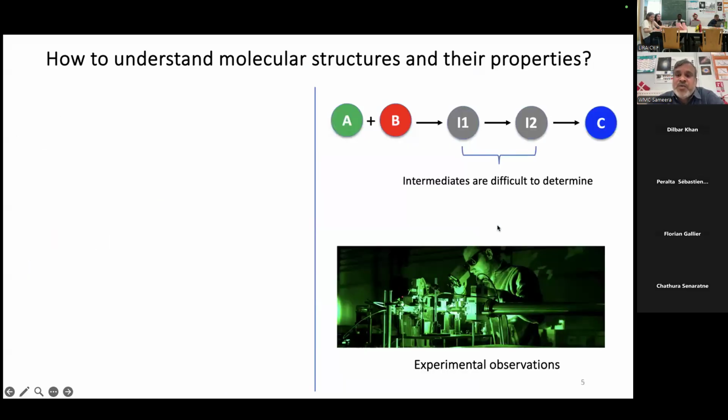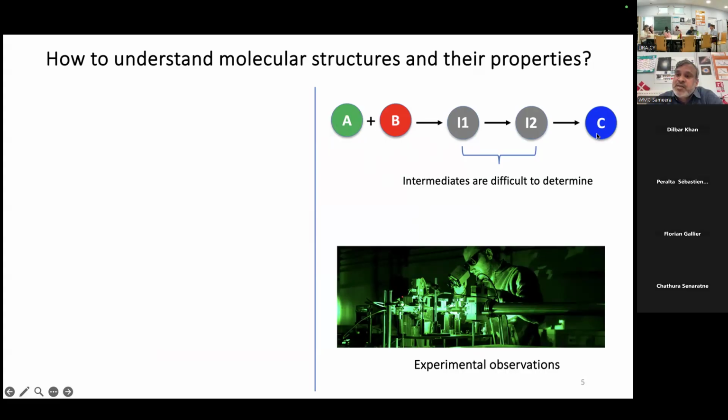Okay, now how to understand molecular structures and their properties. One option is to do experiments. For example, let's assume you mixed A and B molecules together and they react to form C. If you do experiments, you can understand A and B because you know what you're mixing, and it's going to give a product here.